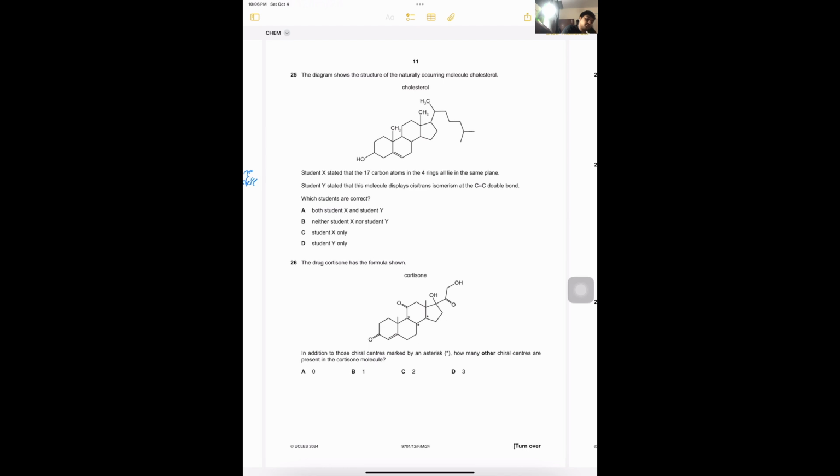Question number 25. The diagram shows the structure of the naturally occurring molecule cholesterol. So this is cholesterol. Student X stated that the 17 carbon atoms in the 4 rings all lie in the same plane, means they're planar structure. But why this is wrong, it is because I can see this to be tetrahedral. I can also see this to be tetrahedral. This is 109.5 degrees, which is not planar. So X is wrong.